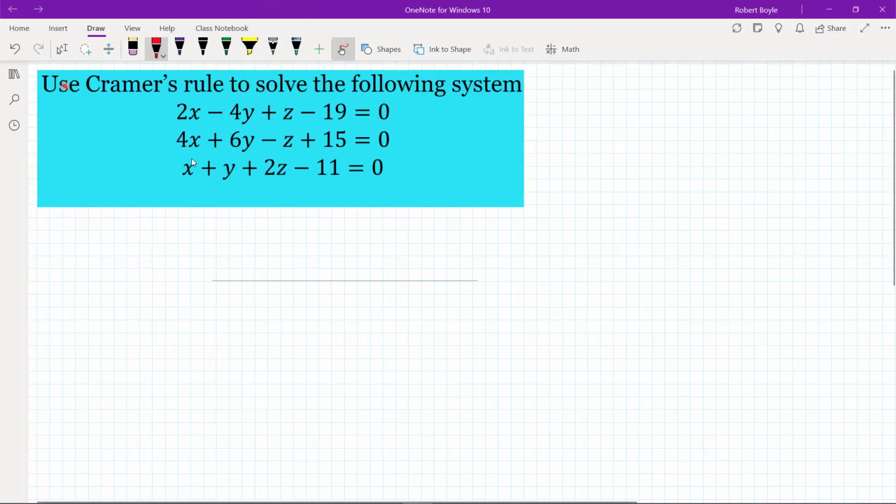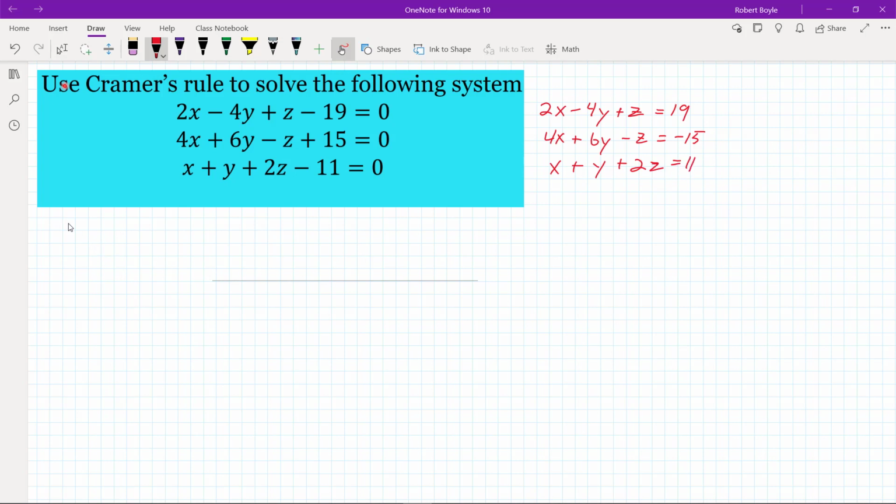Okay, so here we are in OneNote, and the first thing we're going to need to do is write these in the standard form. Specifically, you want to write these with the constants on the other side of the equality, and that will give us 2x minus 4y plus z is equal to 19. 4x plus 6y minus z is equal to negative 15. And then finally x plus y plus 2z is equal to 11.